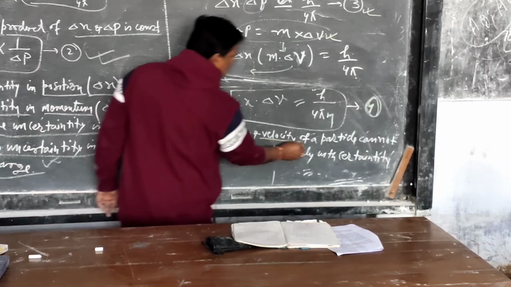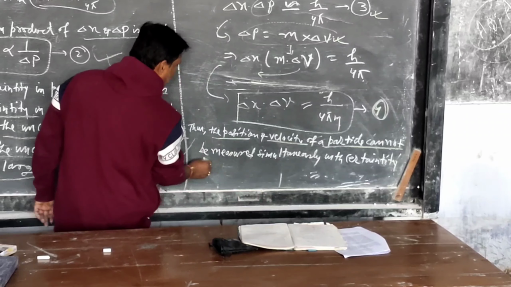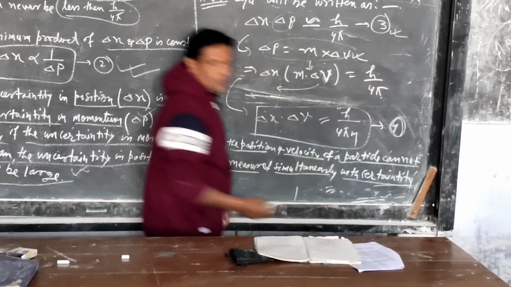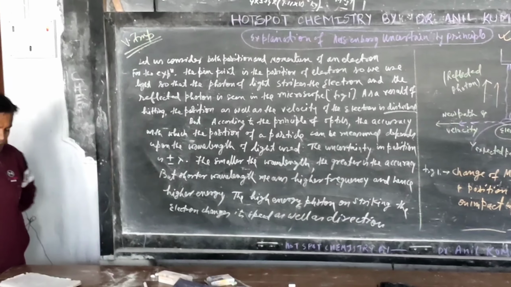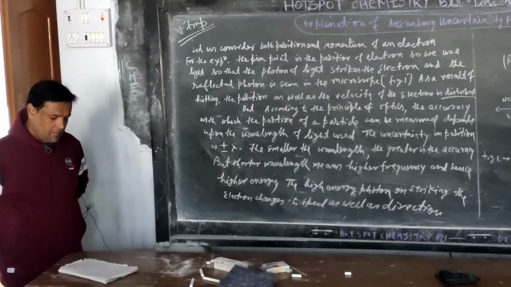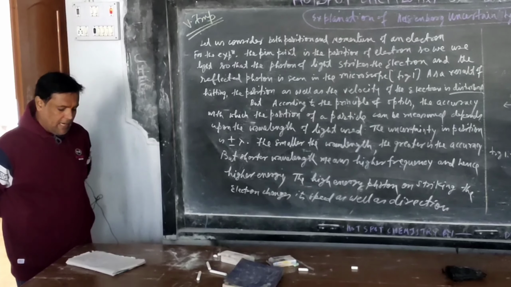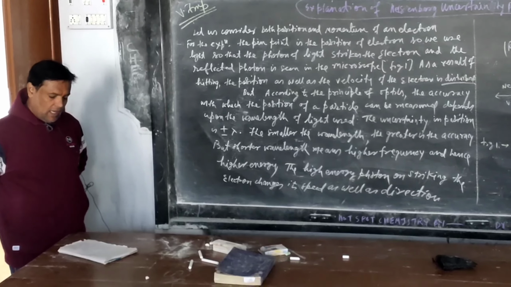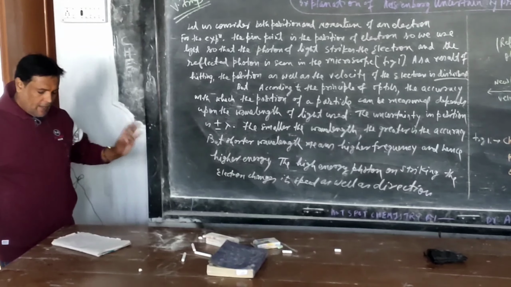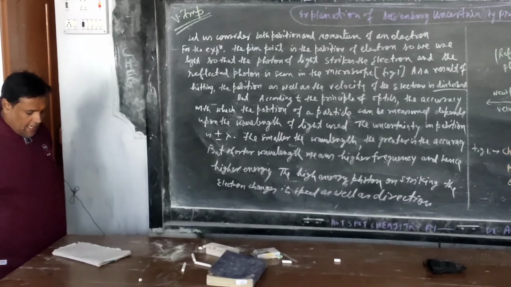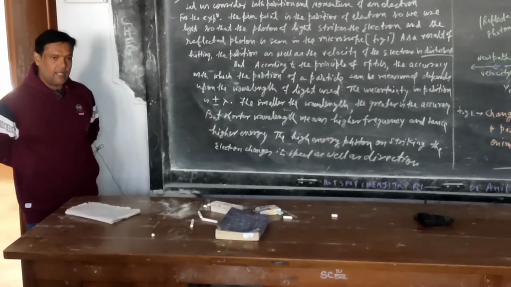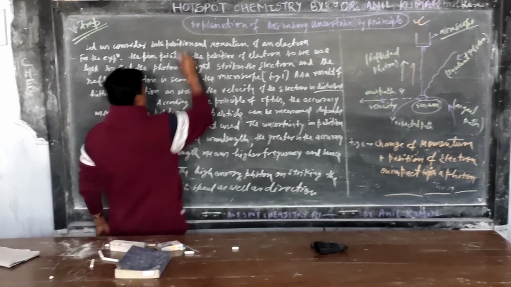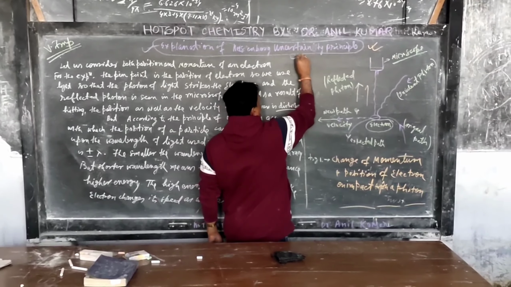Thus, the position and velocity of a particle cannot be measured simultaneously with certainty. The uncertainty principle applies to position and momentum along the same axis. Thus, if delta x is along the x-axis, then delta p should be along the x-axis. It is further important to remember that the uncertainty principle is not an account of any limitation of the measuring instrument. Now we will discuss the explanation of the Heisenberg uncertainty principle.